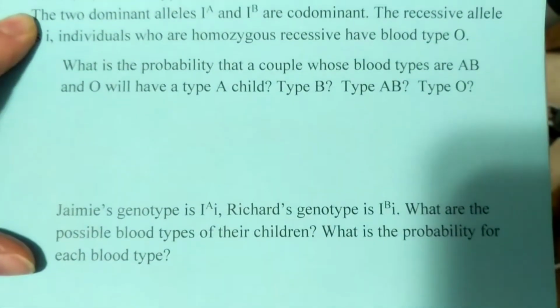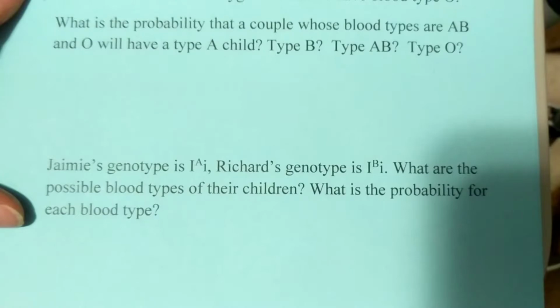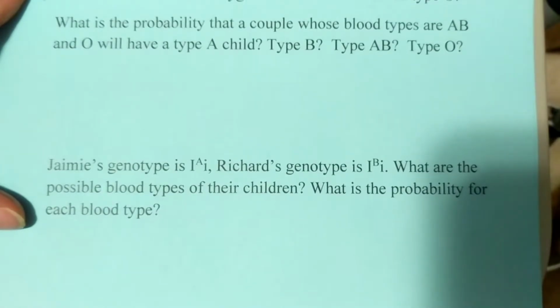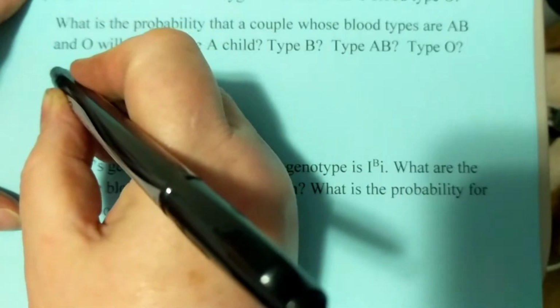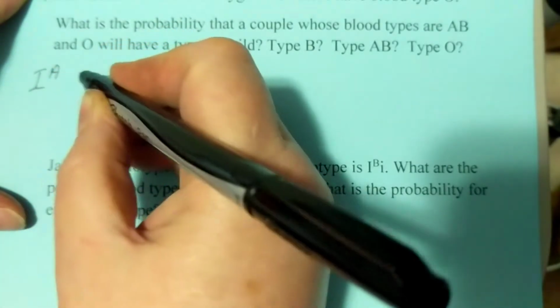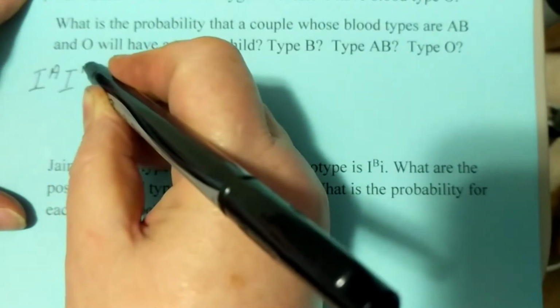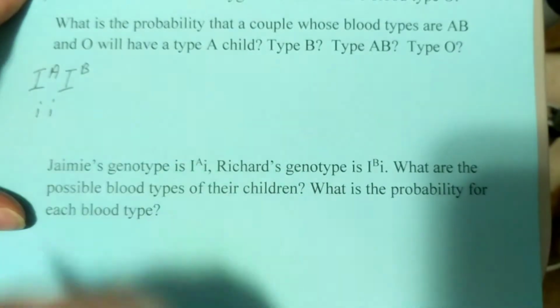Now, what is the probability that a couple whose blood types are AB and O will have a type A child, a type B child, a type AB child, and a type O child? So, we've got our couple. One of them is AB, so we know they have IA, IB as their alleles. If the other one's an O, they have to be homozygous recessive.